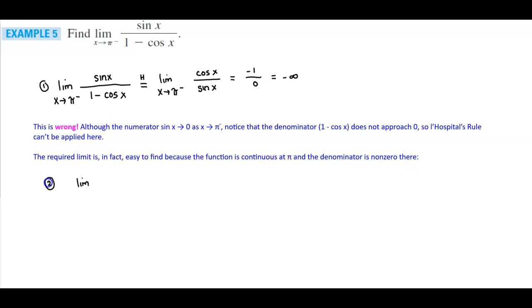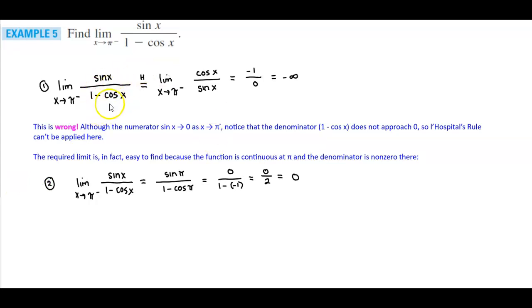So if we actually took the limit as x is approaching pi from the left of this function, the sine of x over 1 minus the cosine of x, we can simplify this by applying pi. We're going to have the sine of pi divided by 1 minus the cosine of pi. The sine of pi is 0, over 1 minus the cosine of pi, which is 1 minus negative 1, giving us 0 over 2, which gives us 0 for our result.